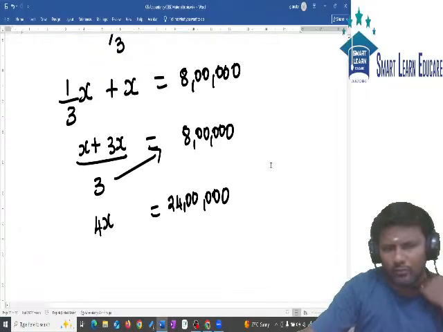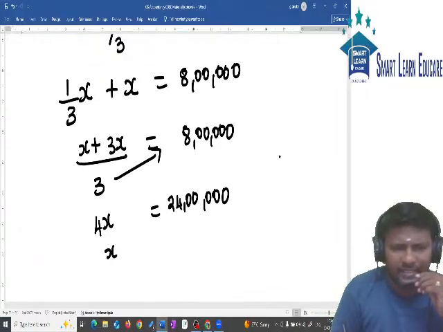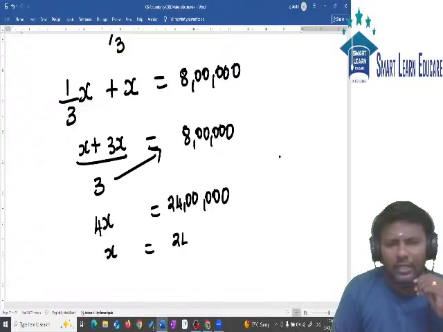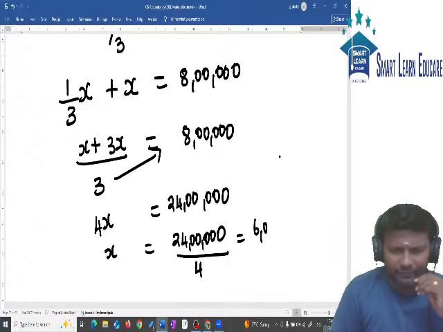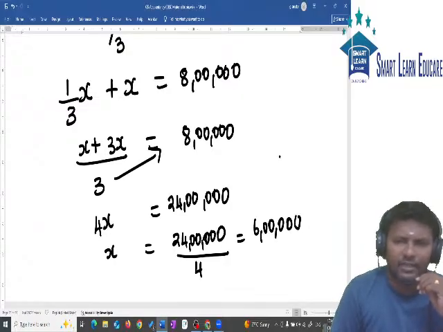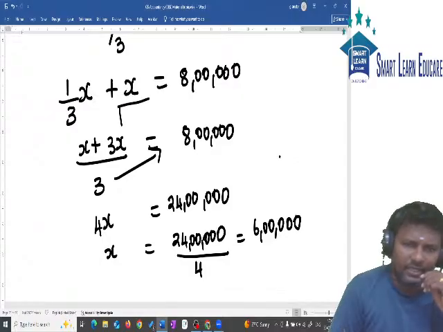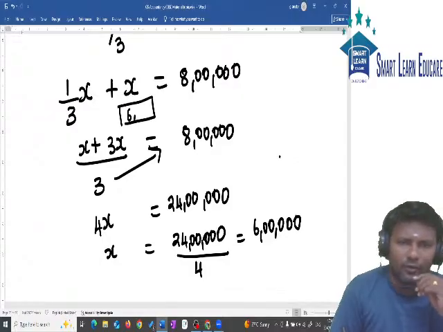X is equal to, from this we can find out what is X. X is equal to 24 lakh divided by 4. 24 lakh divided by 4 will give you 6 lakh. Even we can cross check our answer. We found the value of X, and the value of X we found as 6 lakh.